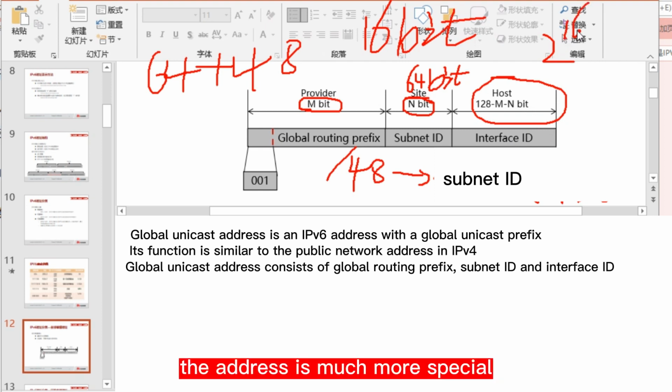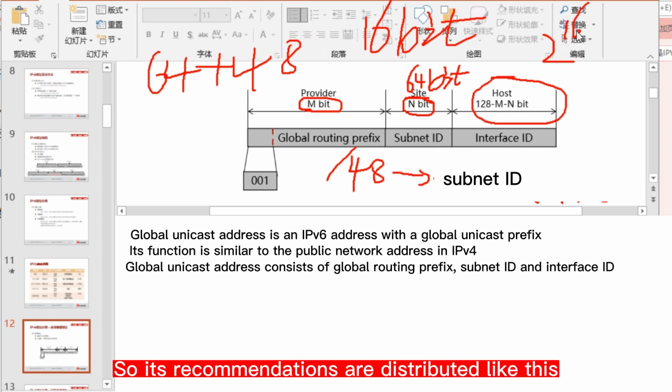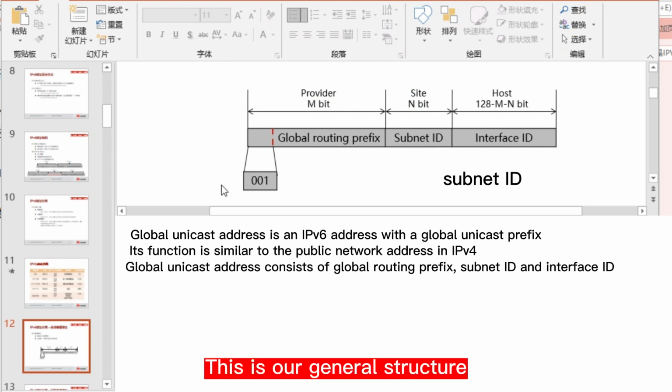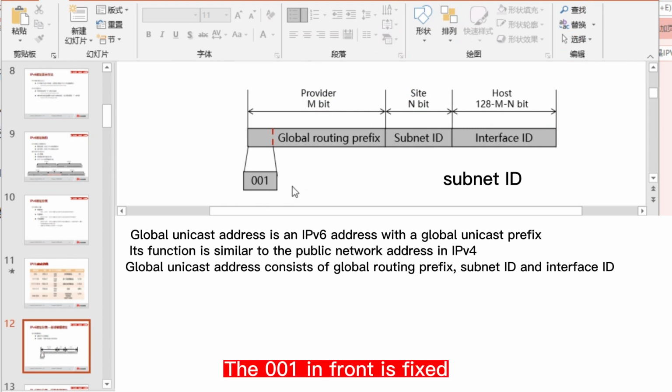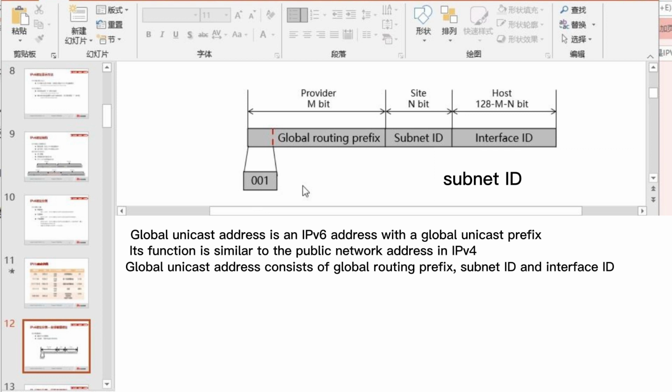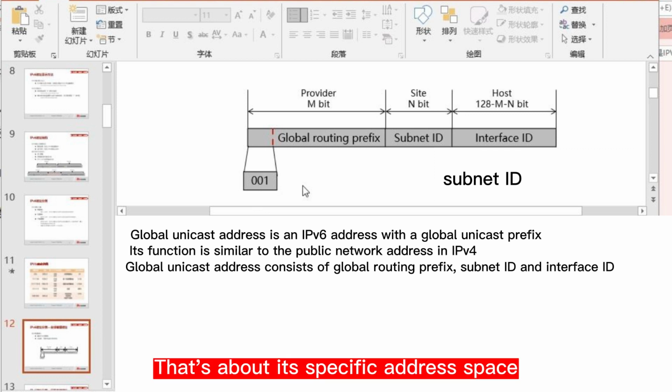The address space is much larger. So its recommendations are distributed like this. This is our general structure. The 001 in front is fixed. 001 indicates the assigned global routing prefix. That's about its specific address space.